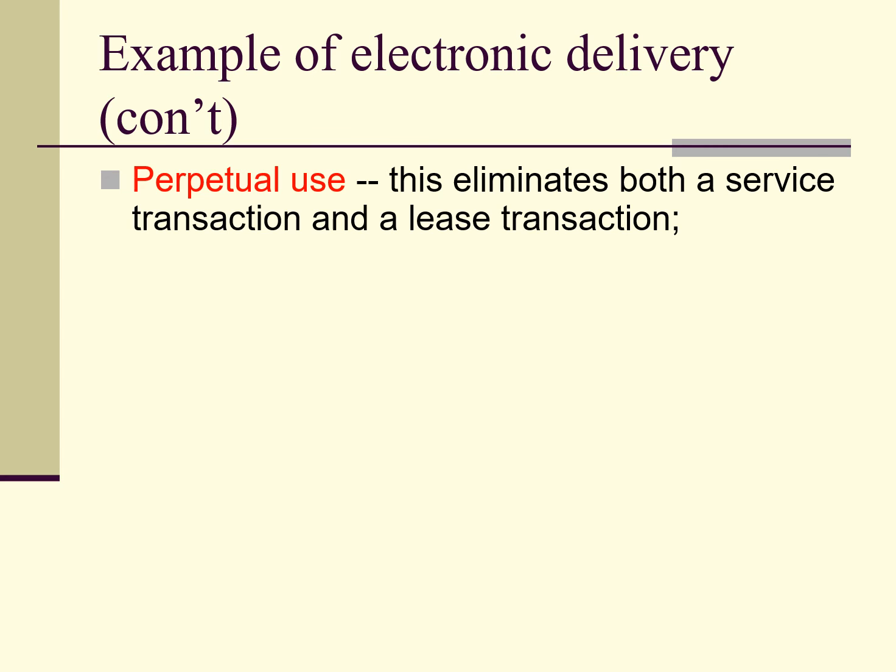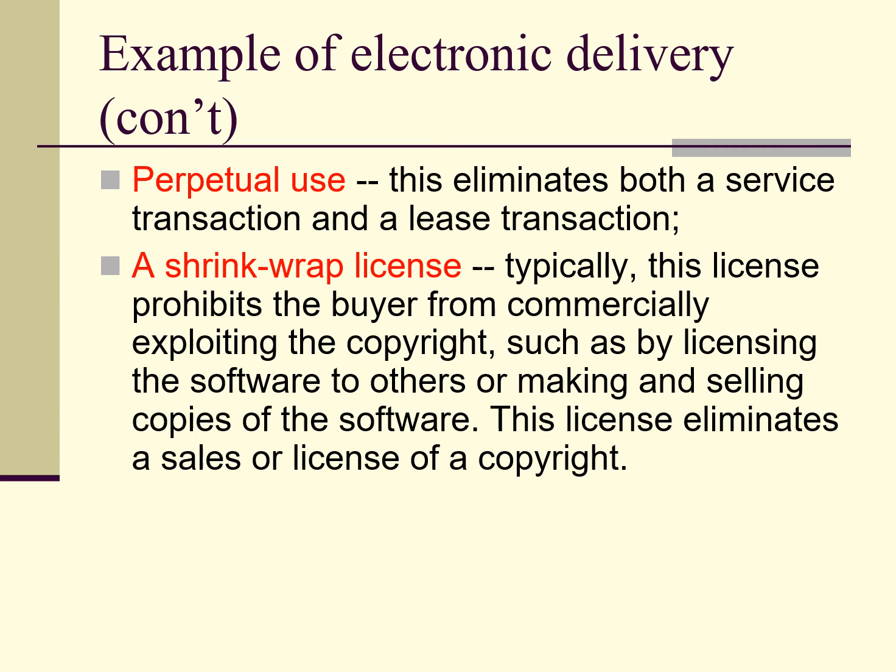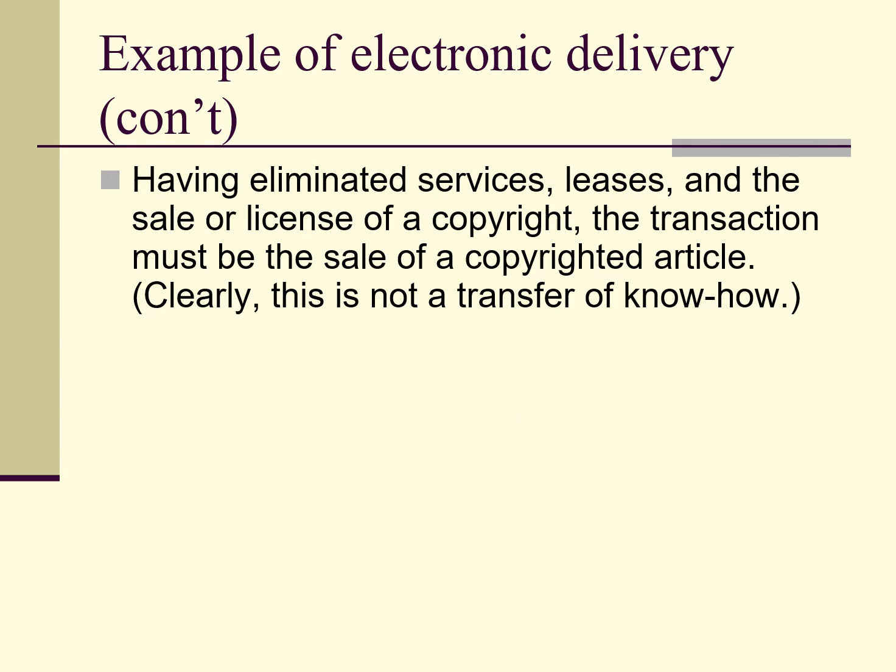perpetual use, which eliminates both a service transaction and a lease transaction. A shrink-wrap license, which typically prohibits the buyer from commercially exploiting the copyright, such as by licensing the software to others or making and selling copies of the software. This license eliminates a sale or license of a copyright. Having eliminated services, leases, and the sale or license of a copyright, the transaction must be the sale of a copyrighted article. Clearly, this is not a transfer of know-how.